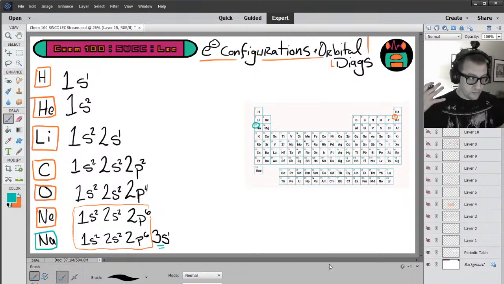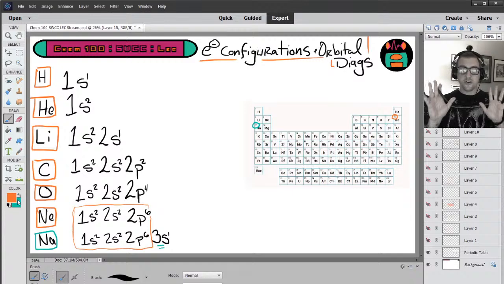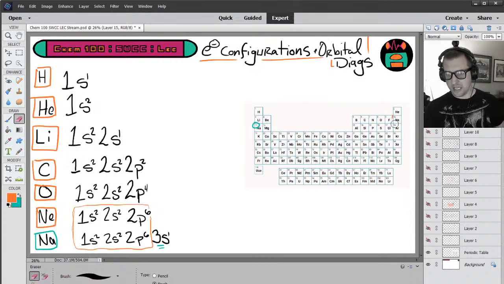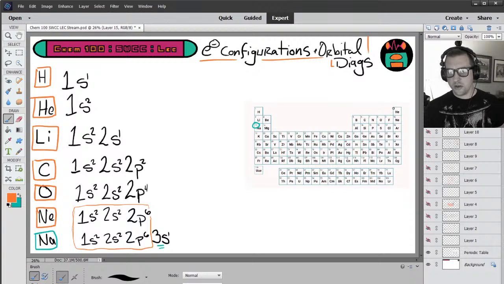What the nomenclature that chemists have developed is this. You're allowed to use the noble gases as your abbreviation. If you're going, what are the noble gases? I'm so glad you asked. They are the last group on the periodic table. These are the noble gases.